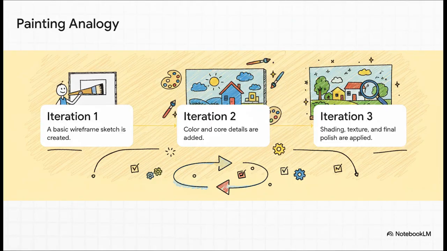A great way to think about it is like creating a digital painting. An artist doesn't just perfect one tiny corner of the canvas before moving on. Nope, they start with a basic sketch to get the shapes right. That's your first iteration. Then, in the next iteration, they add in the main colors and some core details. And finally, they go back again for the shading, the texture, and all that final polish. Each cycle builds on the last, and the painting gets better and better each time.